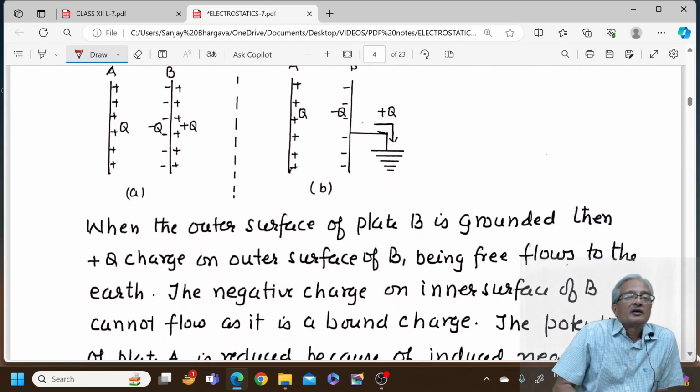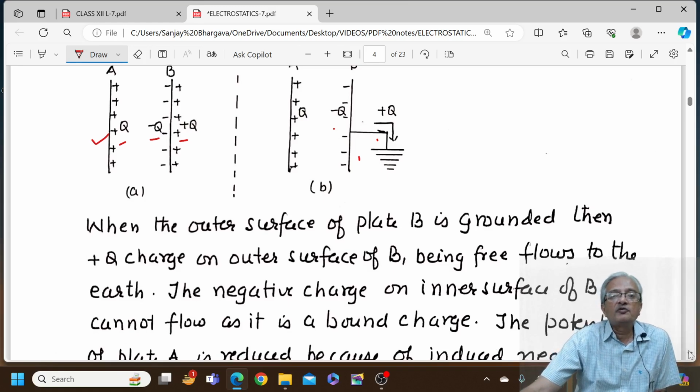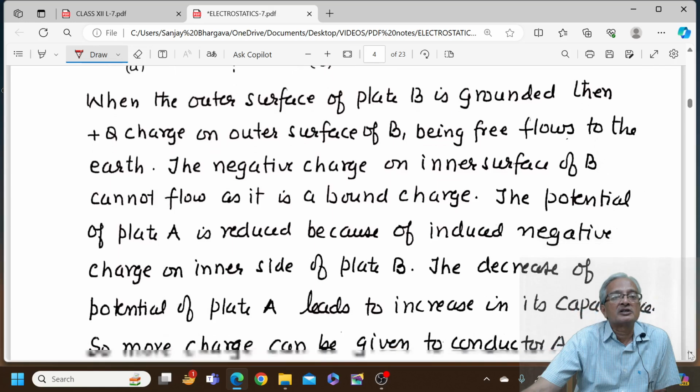So pictorially I can say this represents conductor A with a positive charge. Here we have minus Q charge on the inner surface and positive charge on the outer surface. Now what we do is we ground the outer surface. On grounding, what will happen? The electrons from the ground come and neutralize the positive charge here. So it works as the free charge and is neutralized. The inner negative charge is a bound charge under the influence of attractive force of the positive charge.